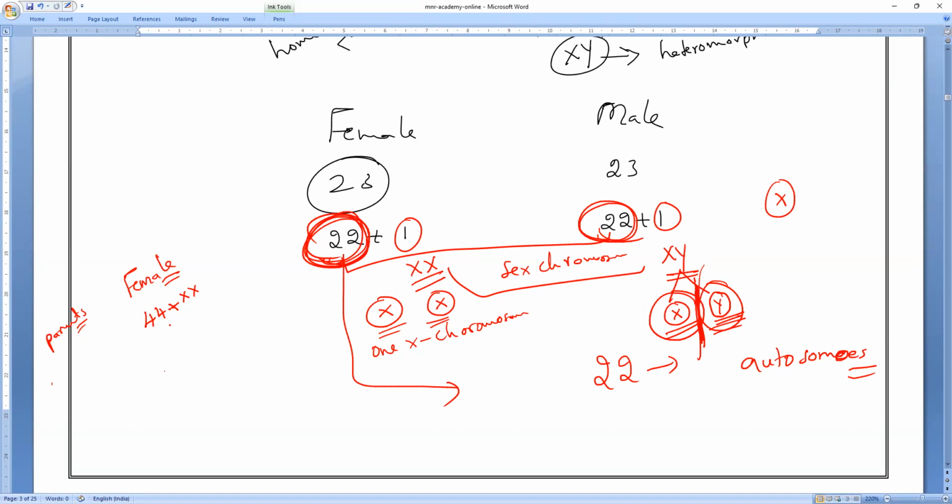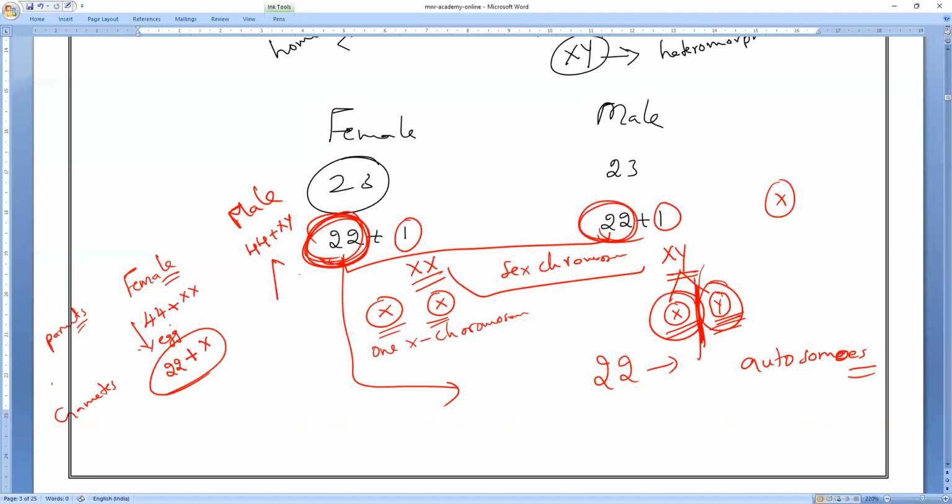If she is forming the gametes, how many does the mother's gamete contain? Egg containing how many, guys? Egg containing half, 22 plus X. Understand? Everybody. Like that, the male is containing 44 plus XY.